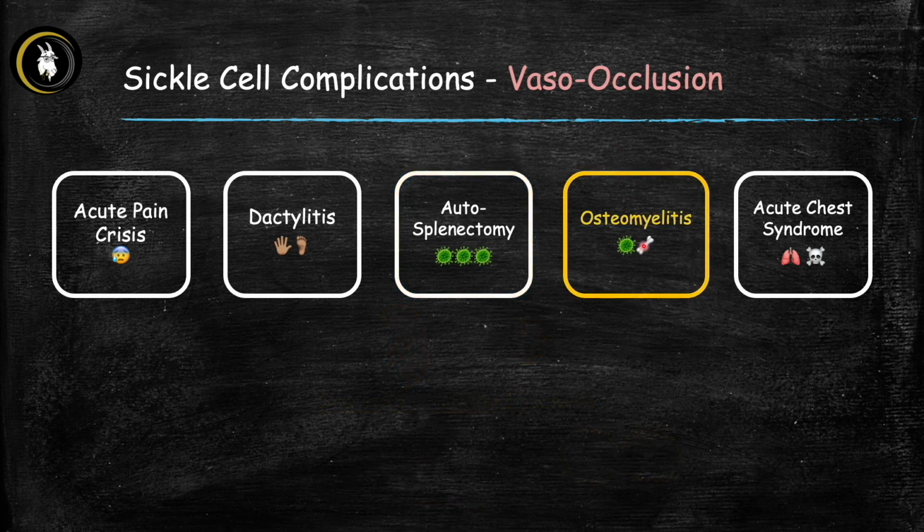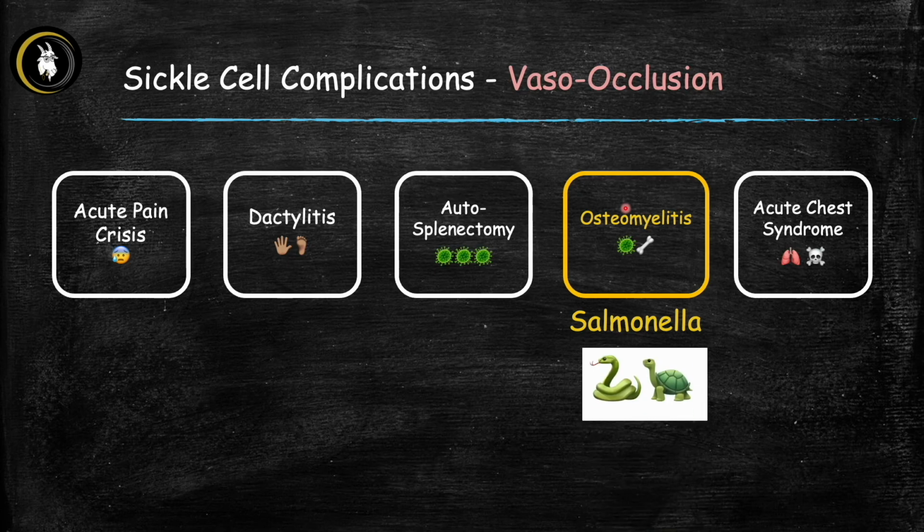Next complication is osteomyelitis. This means infection of the bone. Vaso-occlusion in the bone makes it more susceptible to becoming infected by bacteria, and the loss of the spleen, which we just talked about, makes this an even greater risk, especially by one of the encapsulated bacteria named Salmonella. So what you need to know is that patients with sickle cell disease are at greater risk of osteomyelitis by Salmonella bacteria. This is a very high yield association.